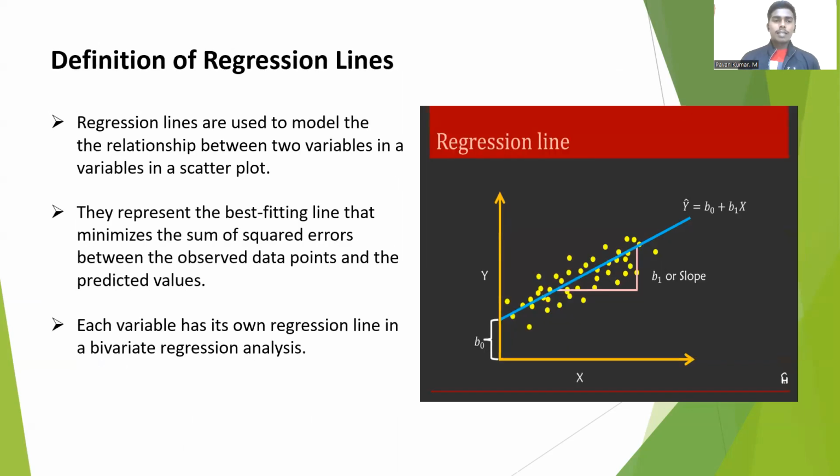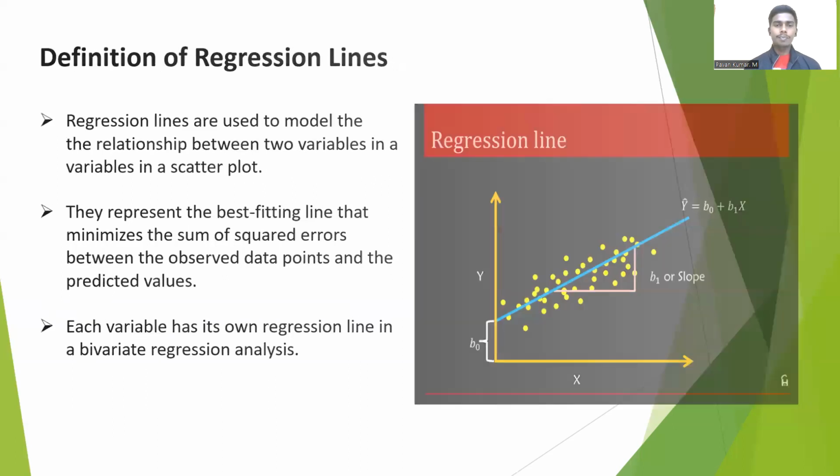Definition of regression lines. Regression lines are used to model the relationship between two variables in a scatter plot. They represent the best fitting line that minimizes the sum of the squared errors between the observed data points and the predicted values. Each variable has its own regression line in a bivariate regression analysis.